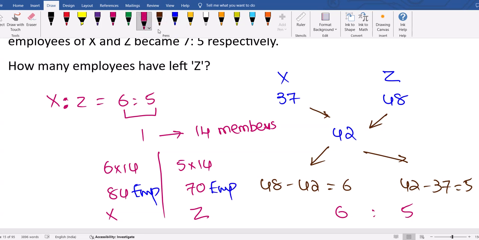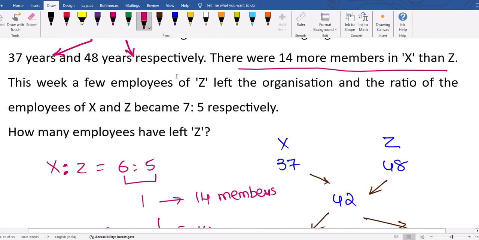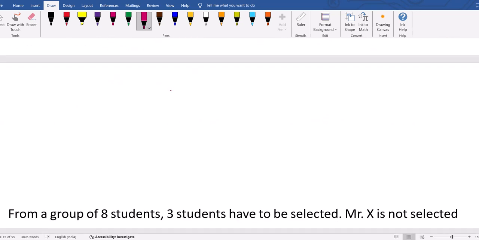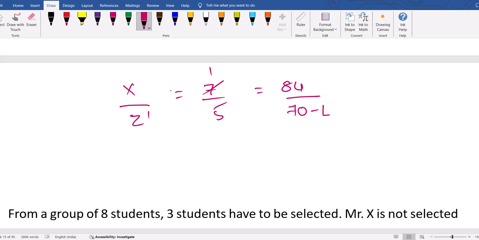Okay, fine. But in the question they mentioned some people left from Z company and the ratio became 7:5. So we'll map it. X and Z, new ratio is 7:5. X employees are not changed. X employees is 84. Z employees is 70 minus some people left. Now cross multiplying, 70 minus L equal to 60. How many people left the company?